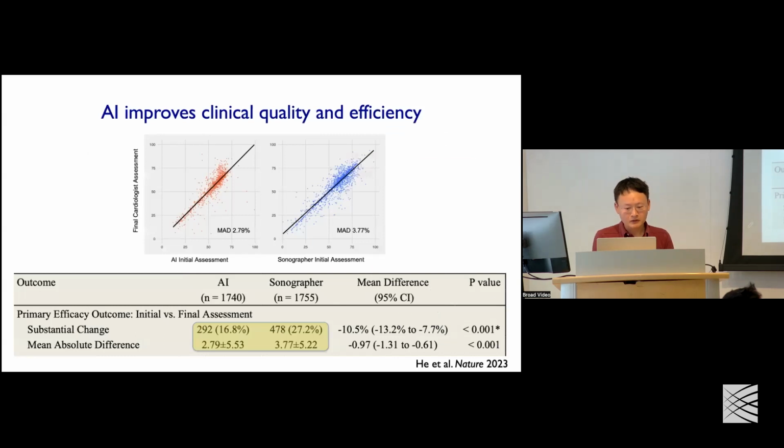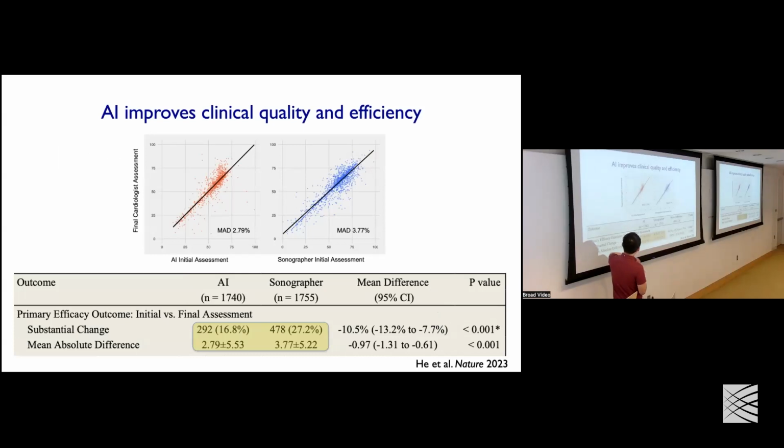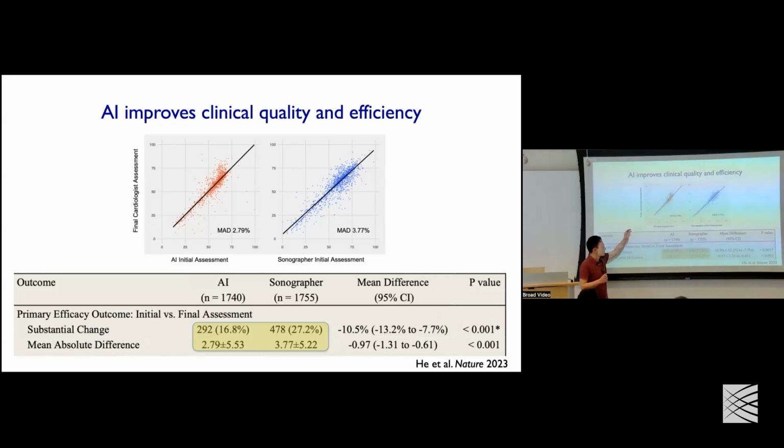I'll just tell you the main result. This is basically the main readout. Each dot here corresponds to one of these studies, so one of these videos. The x-axis corresponds to the ejection fraction evaluated by the AI algorithm, a number from 0 to 100. And the y-axis corresponds to the cardiologist. They get the final say, so they can modify these initial readouts. This one is for the AI versus cardiologist, and this one is for the sonographer versus cardiologist.